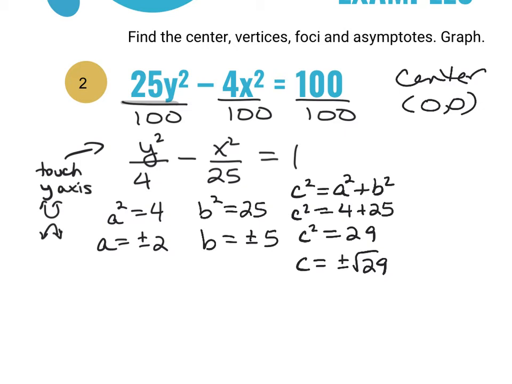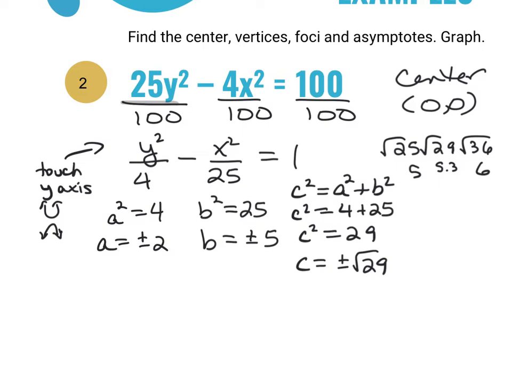Again, to approximate the square root of 29, 29 is in between the two perfect squares of 25 and 36. So 29 is closer to 25, so maybe around 5.3. Again, for graphing purposes, just put your point in between 5 and 6.